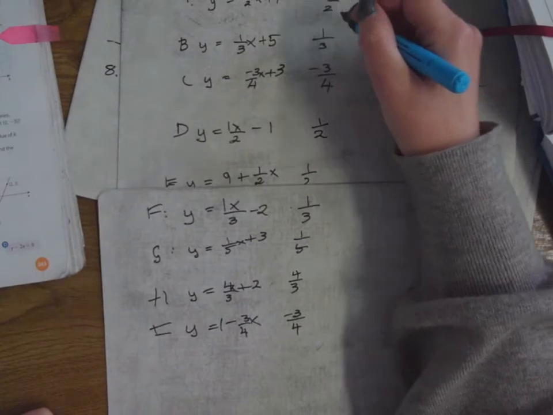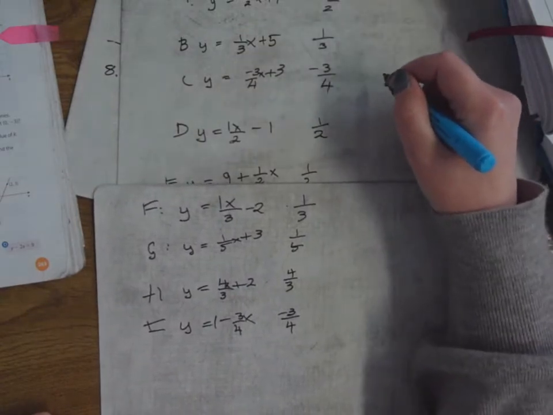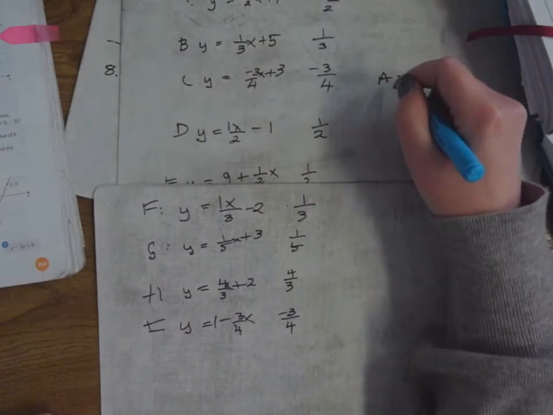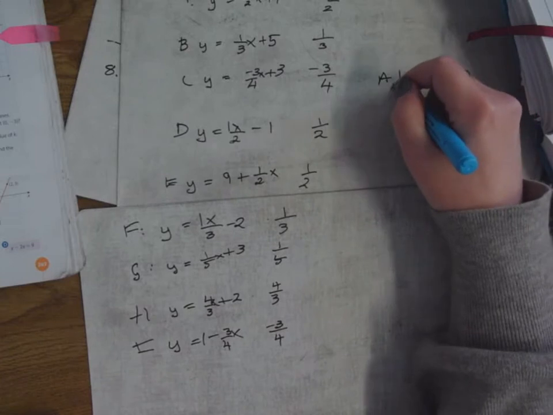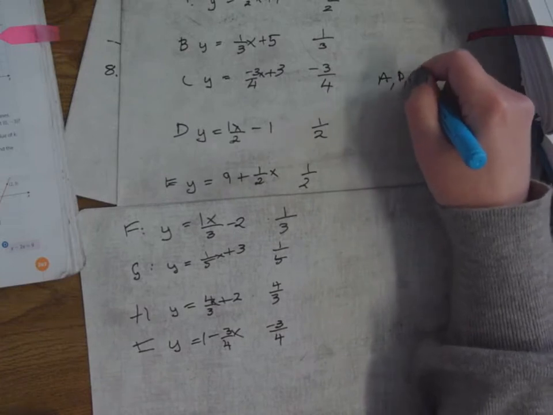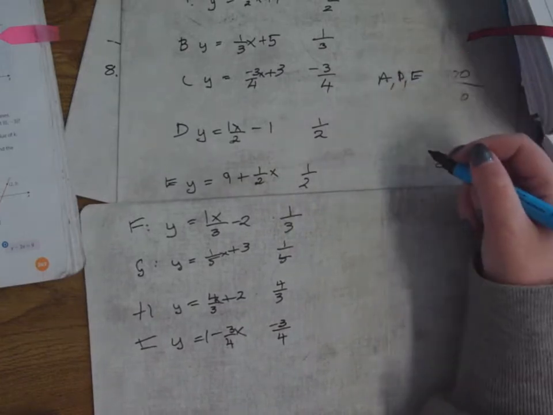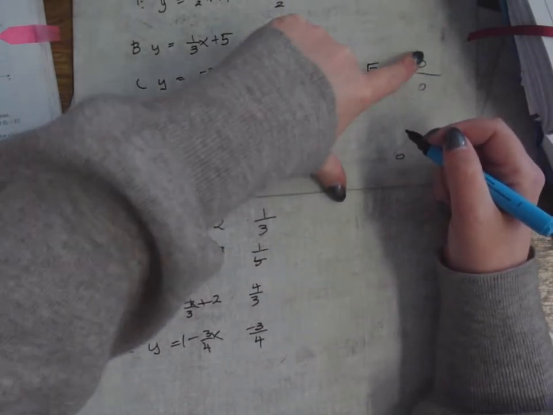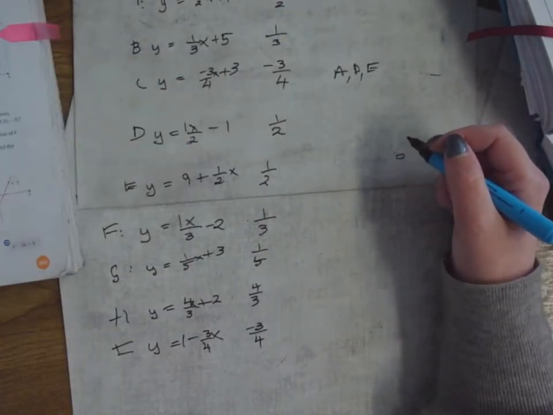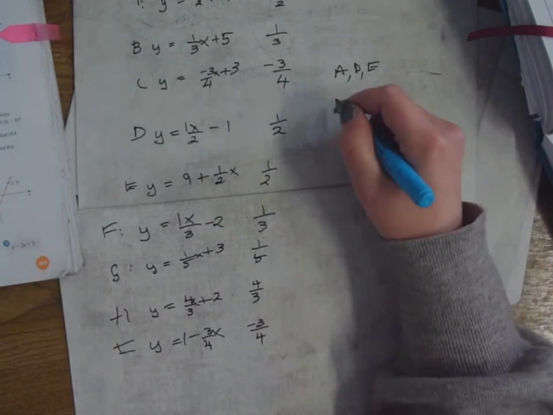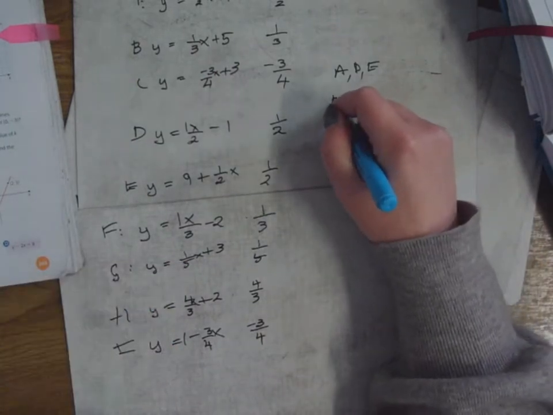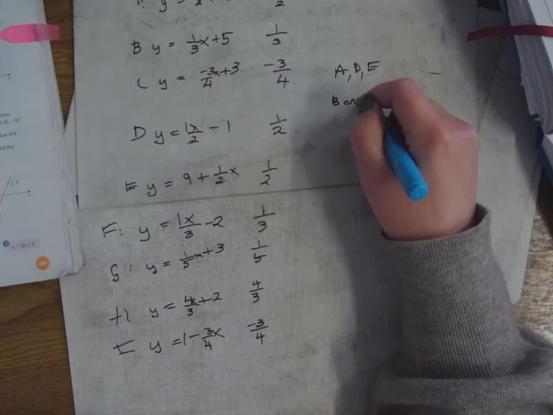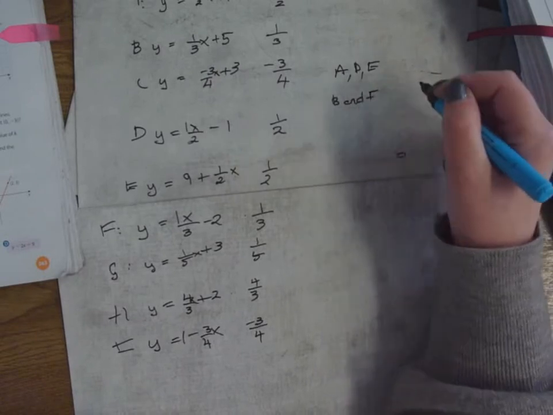Right, so this one, A has a slope of a half, hasn't it? So A has a half, D has a half, E is a half, and that's it, isn't it? Okay, is it? A, D, E, they're all parallel. Right. B, is there any other thirds? There is B and F, yeah? Right, B and F are parallel, aren't they?